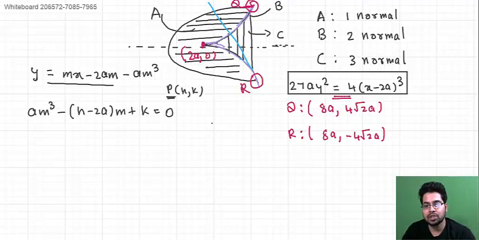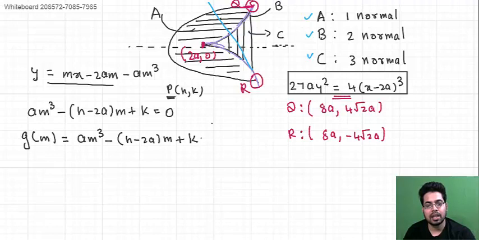We are going to prove each of these things in detail right now: why only one normal can be drawn in region A, why two normals can be drawn from the curve B, and why three normals can be drawn for the region beyond this curve. So this is a cubic in m. All I'll do is assume a function g of m as am cube minus (h minus 2a) m plus k equals to 0.